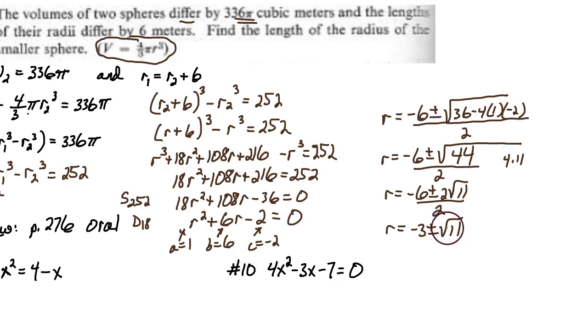-3 plus 3.3 makes 0.3. But -3 minus 3.3 makes a negative number, which is not possible for a radius of a sphere. So the only possible answer is 0.3 meters. We got this answer by going -3 plus the square root of 11. And if you look in the back of the book answer key, I think that's how they left their answer, as -3 plus the square root of 11.